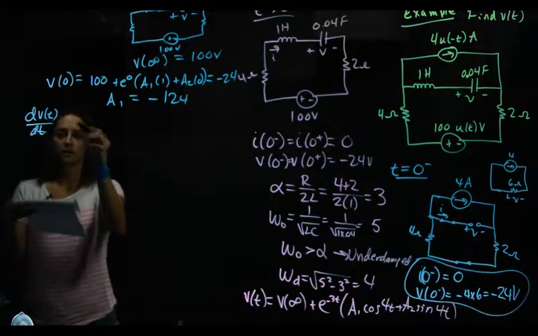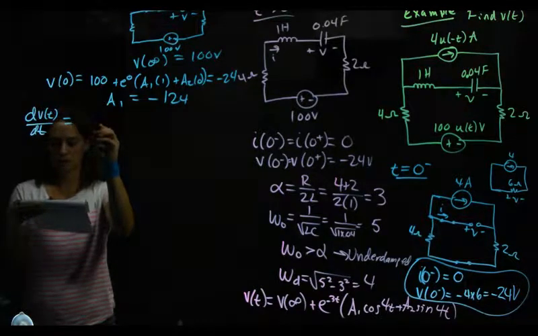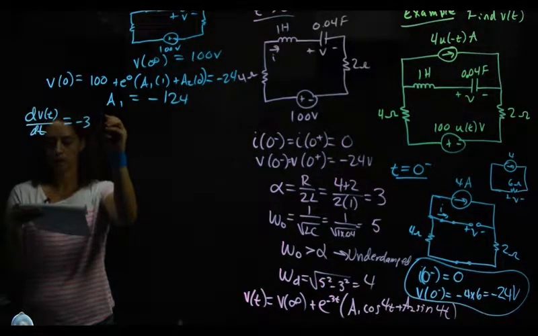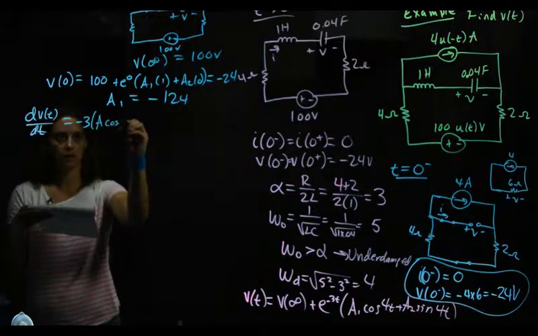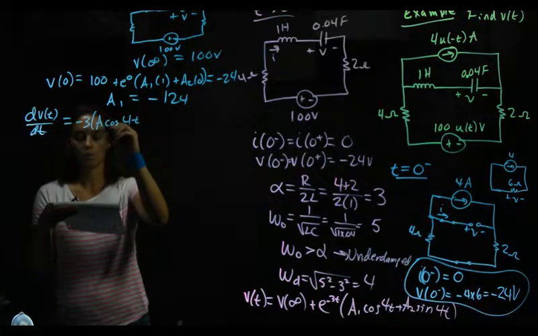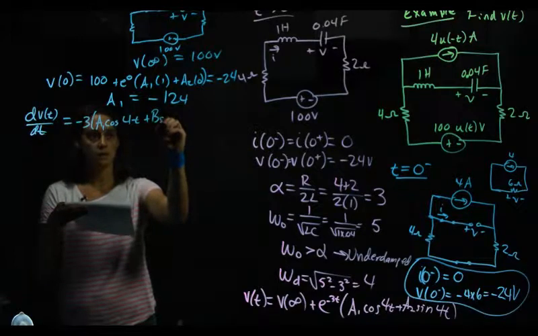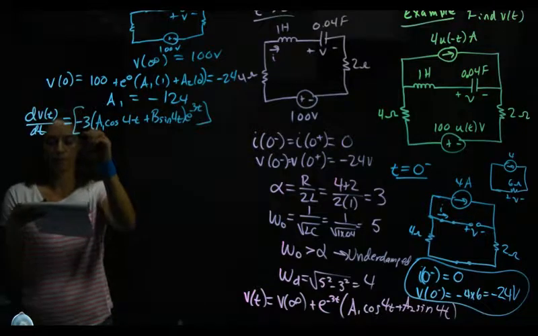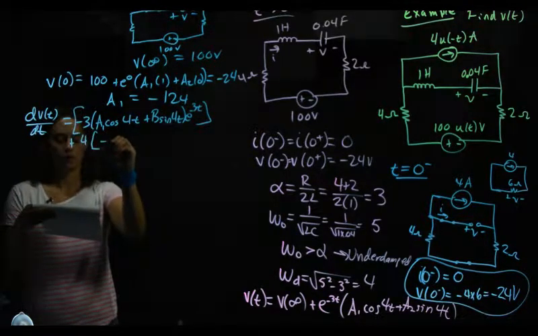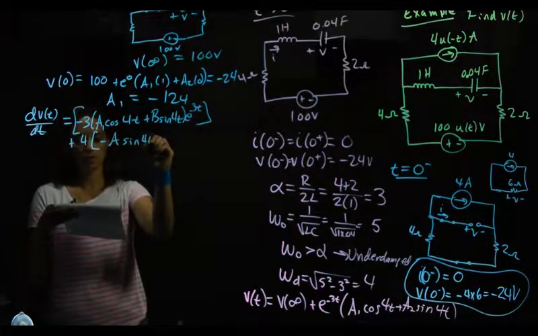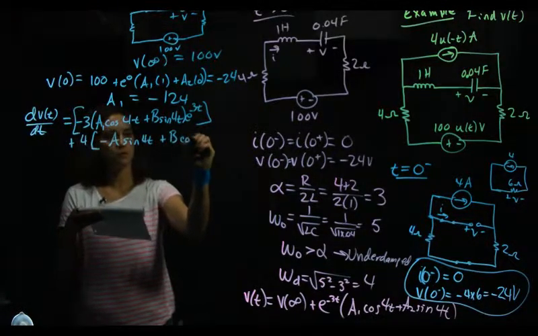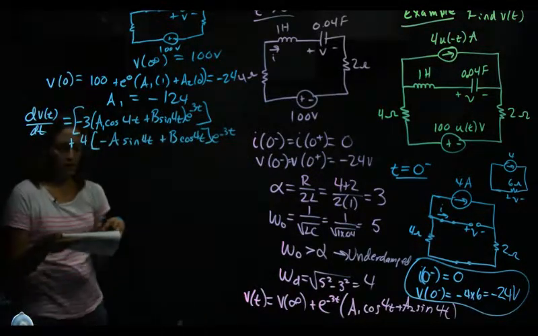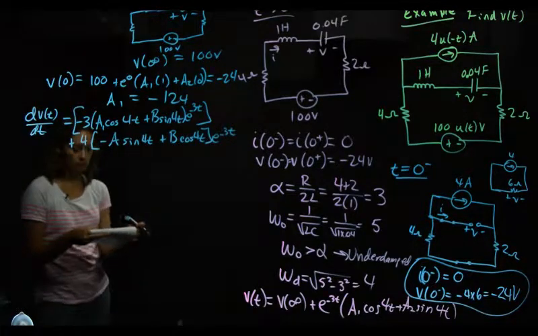And what we get will be minus 3 times a1 cosine 4t plus b sine 4t, e to the minus 3t, plus 4 times minus a sine 4t plus b cosine 4t, e to the minus 3t. There we go. But we still need that initial condition, right?